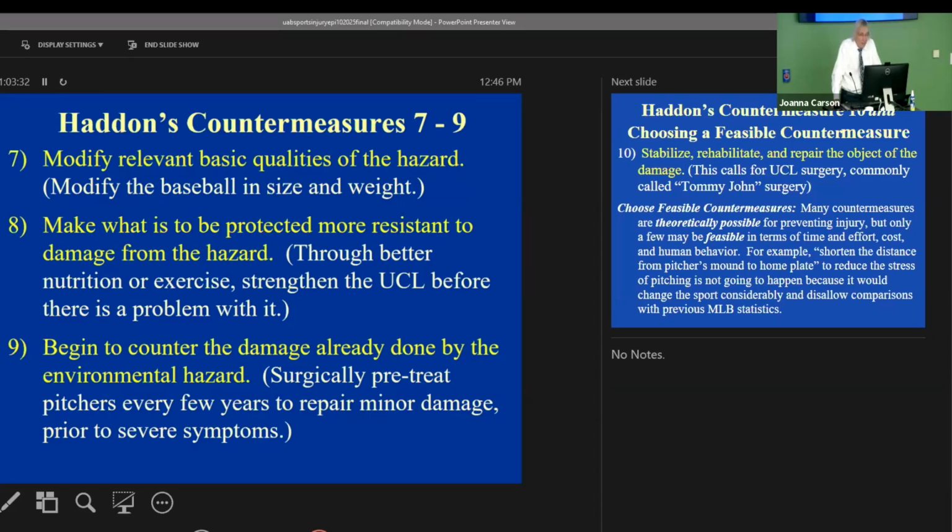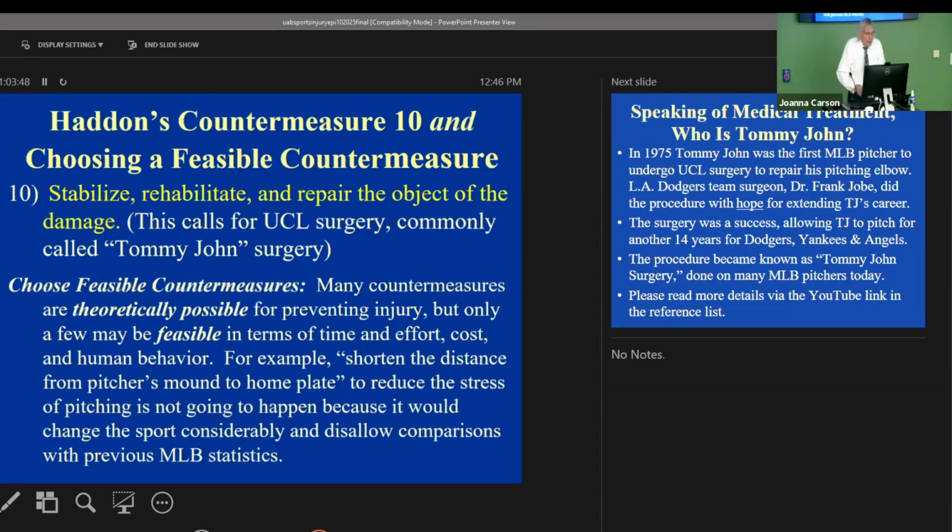Yeah, I wondered, in some medical issues like this, it's going to break sooner or later, so before it's broken, I don't know if this is medically justifiable, let's go in and strengthen it up so it's not broken. Then, of course, you still have surgery and something to recover from. Okay, the last one: stabilize, rehabilitate, and repair the object of the damage. That's surgery. Tommy John surgery. I'll tell you who that is in a minute.